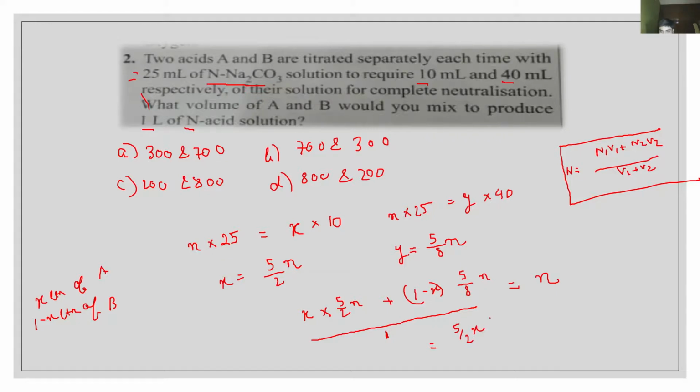So 5 by 2 X, plus 5 by 8, N I am cancelling, minus 5 by 8 X equals 1. If you calculate here, 2 4 is 8, so 4 is 20 minus 5 is 15, 15X by 8 equals 1 minus 5 by 8, which is 3 by 8, right? So you get X equals 3 by 15 or 1 by 5, that equals 200 ml, right? So what is the answer? See, how many of you got correct?